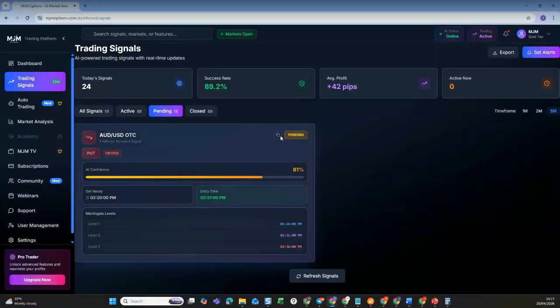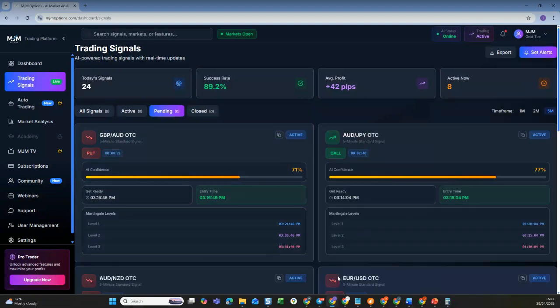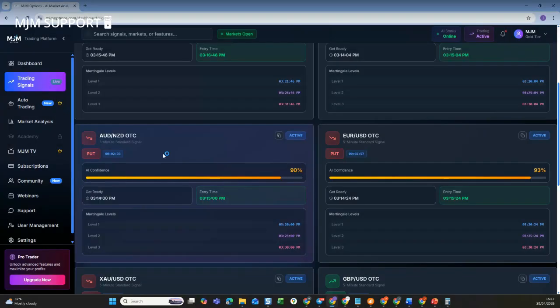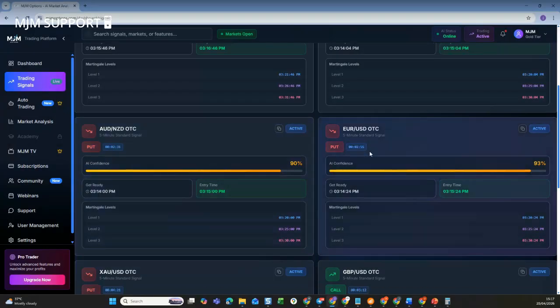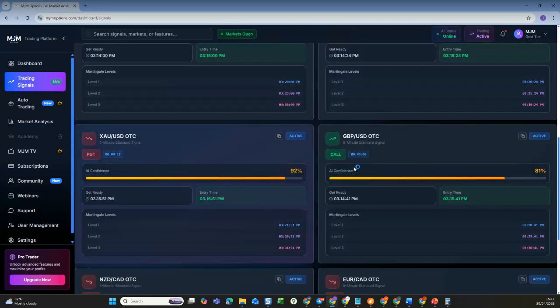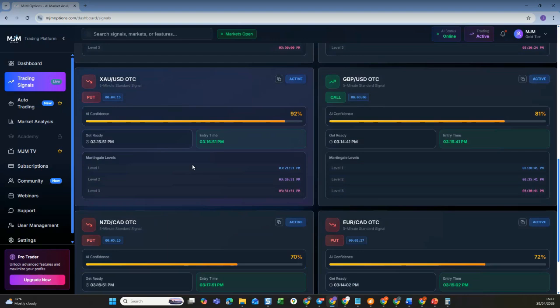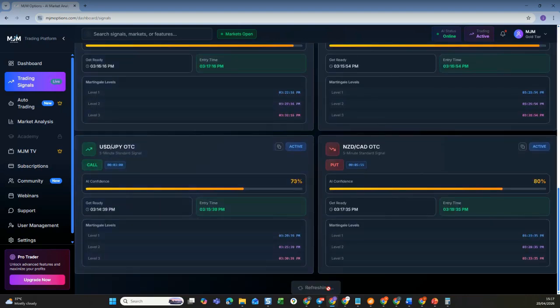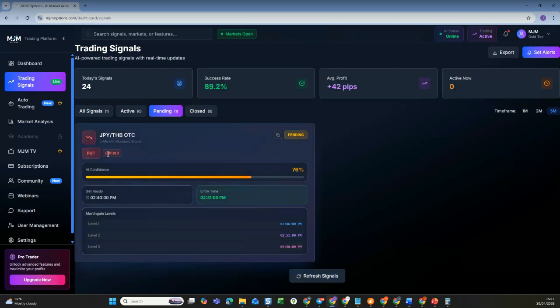So let's go again. We are looking for 90%. This is 90%, but it is 2 minutes. This is 93, but it is 2 minutes. This is gold 90% too, but it is 4 minutes. So it's already on. Then you can simply click refresh. Don't trade these ones that are expired. Click refresh.